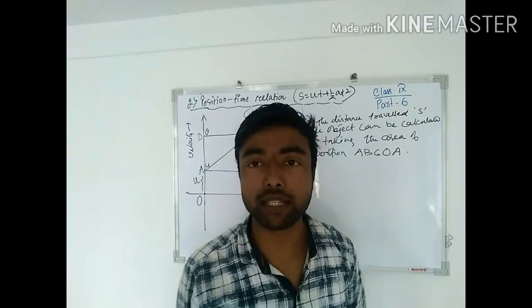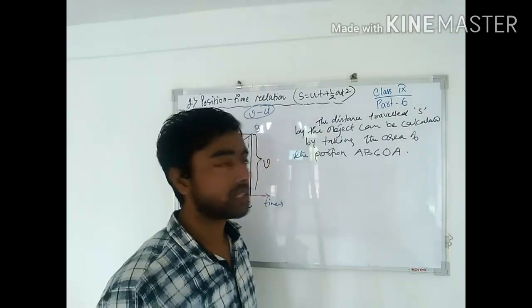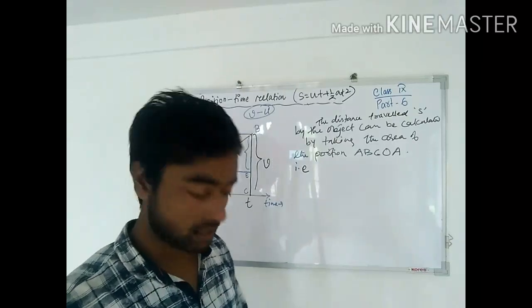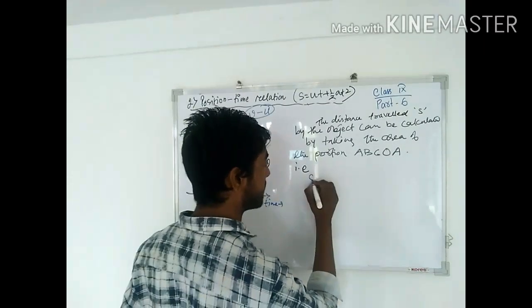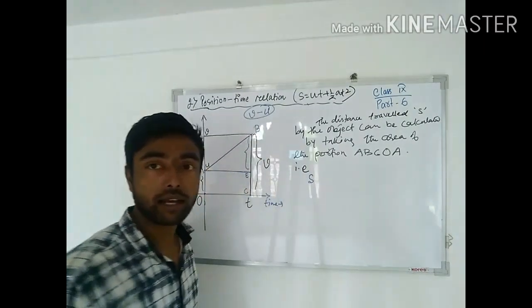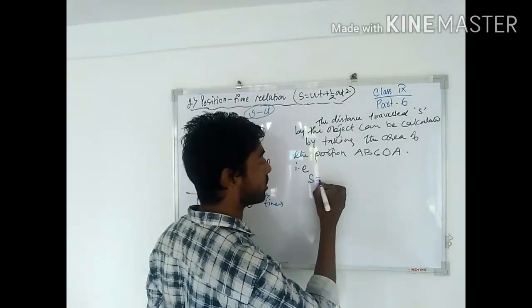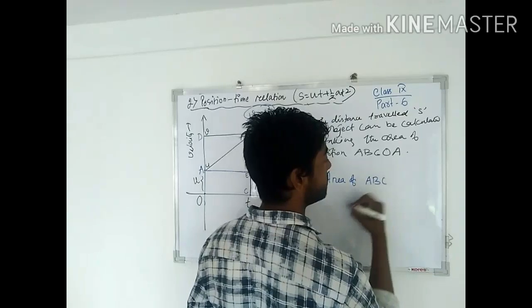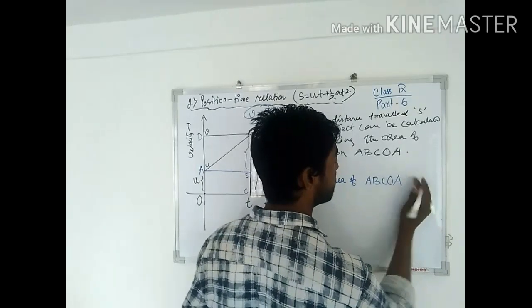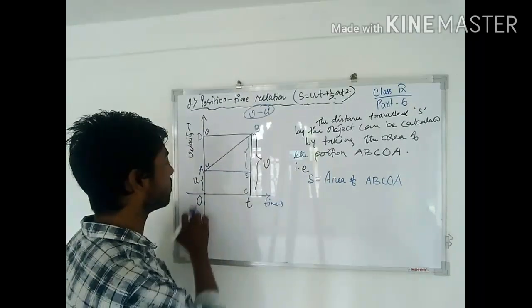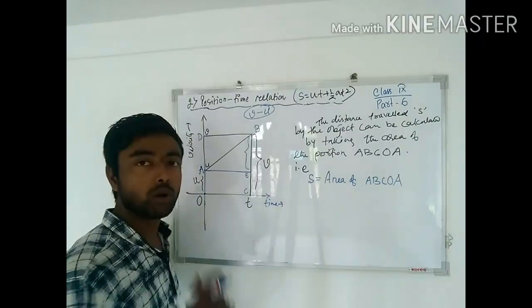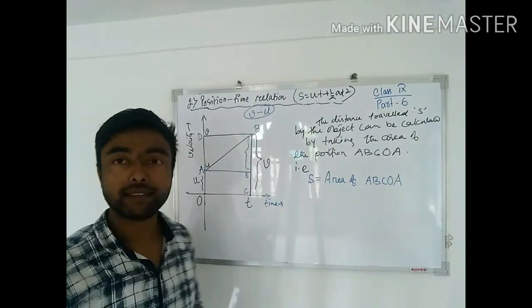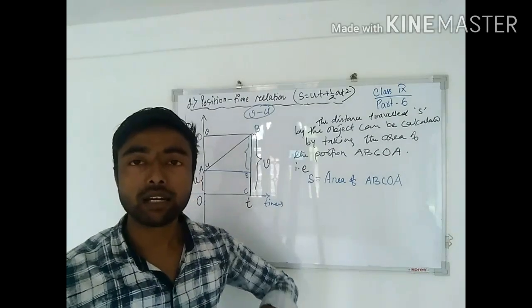If I can calculate this area, that area will give you what? The distance traveled. So that is what I can write. That is क्या लिख सकते हैं हम? S distance travel होगा. S is equal to what? Area of ABCOA. Done. अभी देखो ये जो पोर्शन है ना ABCOA, this portion is a trapezium.